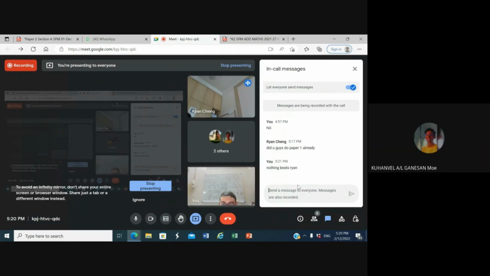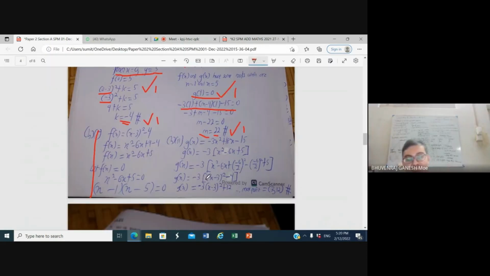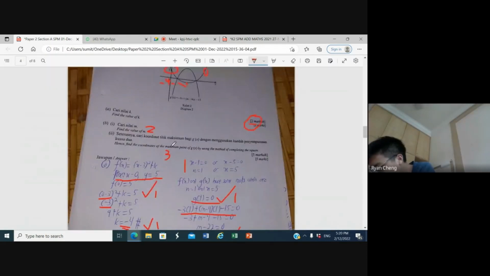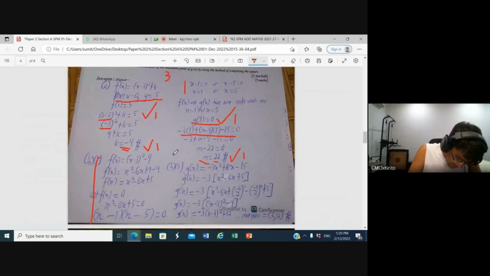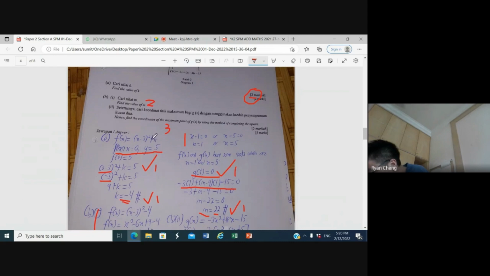Wait, so the answer was 22, right? For B1, yeah. A is what? Negative 4. X minus 15, oh, can divide with negative 3. Find the value of m. What's the value of m? Is 6x plus 5.